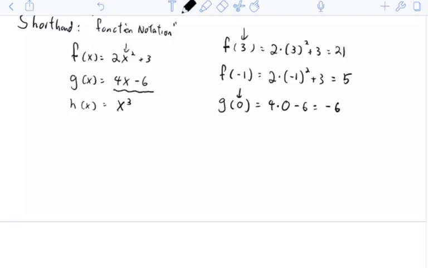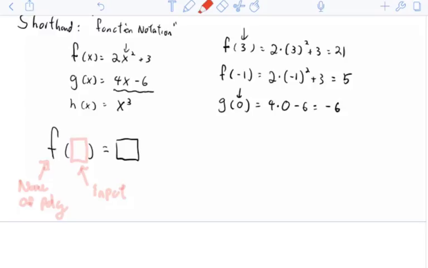So it's a shorthand that specifies which function I'm interested in using, which polynomial, and also which point I want you to evaluate, which input I want you to use to evaluate. In other words, the letter here represents the name of the polynomial. The number here represents the input. And you write equals the output. It takes a little bit of getting used to.